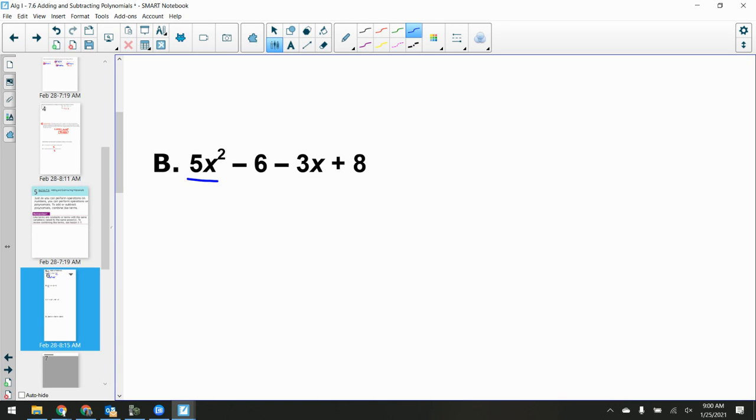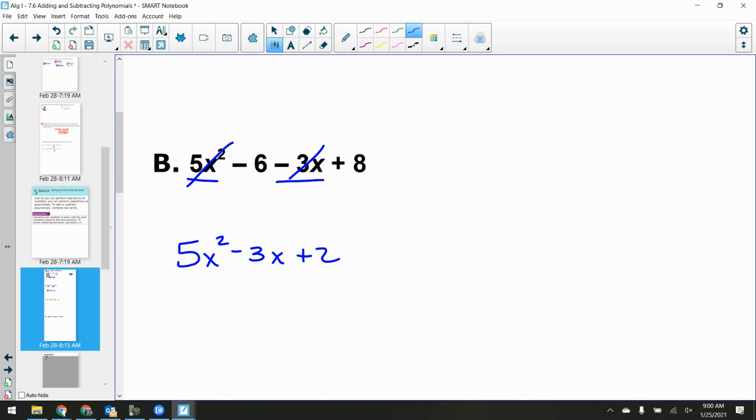My biggest power is my x squared. Are there any other x squareds to combine with it? No. So we just bring it straight down. My next biggest power is the negative 3x. Are there any other negative 3x's to combine with it? No. I should have said any other x's to combine with it. Negative 6 and positive 8, what does that make? 2. Just quite simply 2. It's a quadratic trinomial, isn't it?